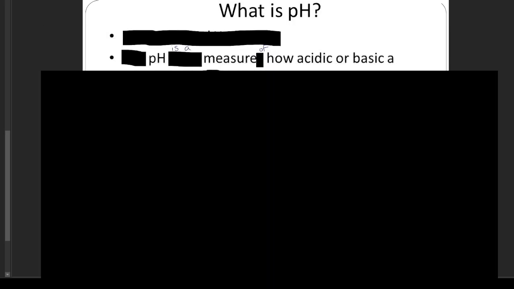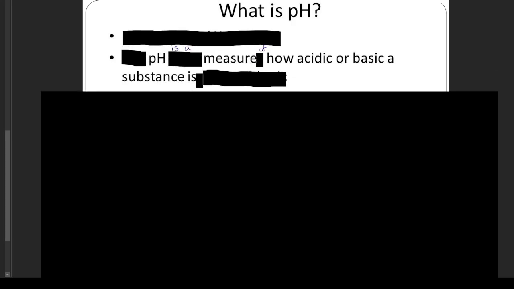I'm going to go on to define what pH is. pH, which is a quantity, is a measure of how acidic or basic a substance is. I'll be using the terms basic and alkaline alternately as we move throughout the topic. Essentially at your level, I'm going to say they mean the same thing for now. So generally, we say that pH is a measure of how acidic or basic, or even the word alkaline, a substance is.